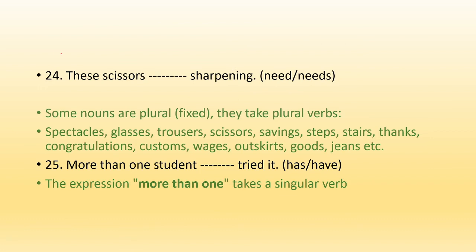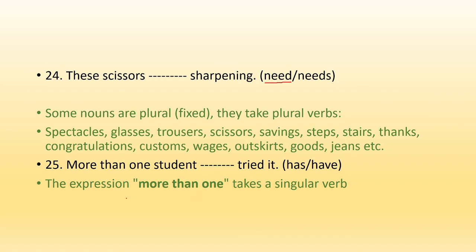Now 24th, these scissors dash sharpening. These scissors is always taken as plural. A plural verb is without s, so need. These scissors need sharpening. Some nouns are plural and fixed, so they always take plural verbs, like spectacles, glasses, trousers, scissors, savings, steps, stairs, thanks, congratulations, customs, wages, outskirts, goods, jeans, etc.